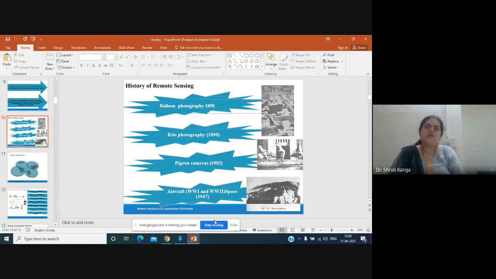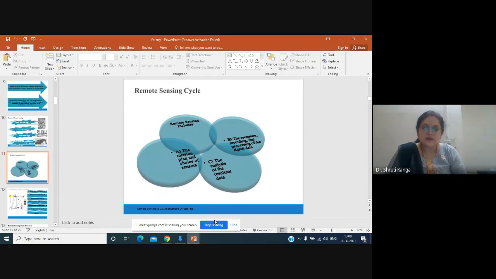And nowadays we have so many high resolution data sets, and we can go for any kind of modeling, mapping, etc. Then we have a remote sensing cycle. The remote sensing cycle includes, first, the mission plan and choice of sensors; secondly, the reception, recording, and processing of signal data; and the third one is the analysis of the resultant data.